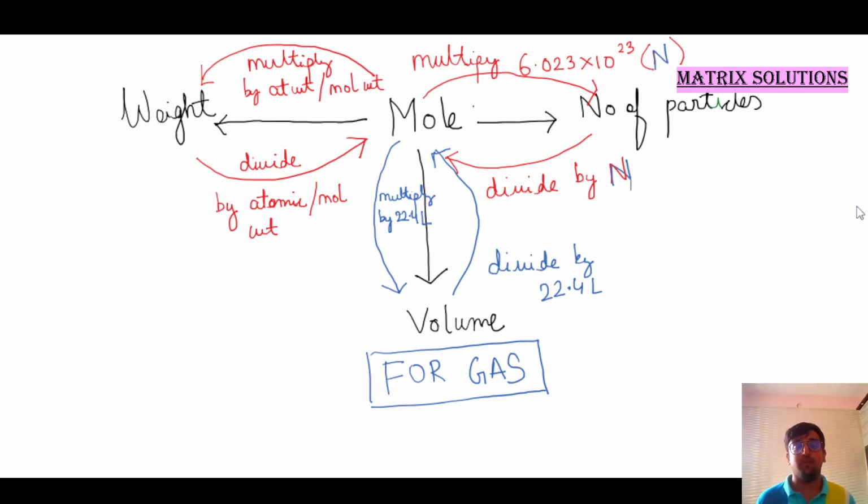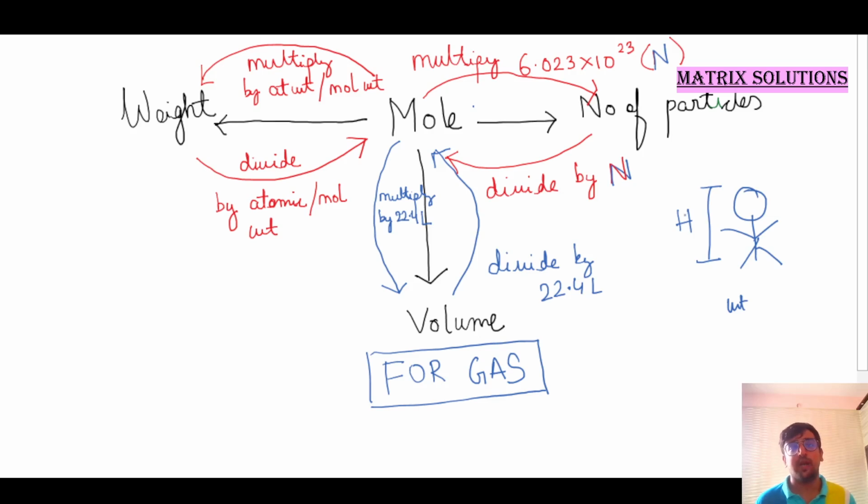Like you are a human being. You have 3 parameters: height, your weight, and another parameter, your width. How wide, suppose take it like that. So 1 mole, 2 mole, 3 mole, or any moles can be expressed in 3 parameters. Weight we have discussed.